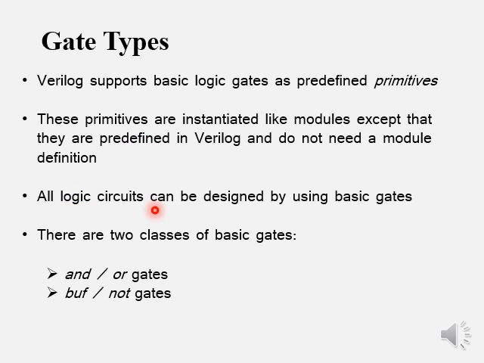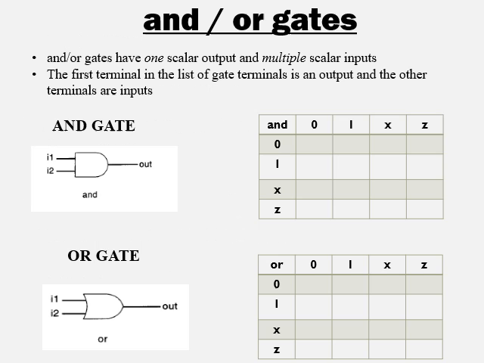All logic circuits can be designed by using basic gates. There are two classes of basic gates, that is AND OR gates and buff NOT gates. We'll deal with the AND OR gates first. The AND OR gates have one scalar output and multiple scalar inputs. The first terminal in the list of gate terminals is an output and other terminals are inputs.